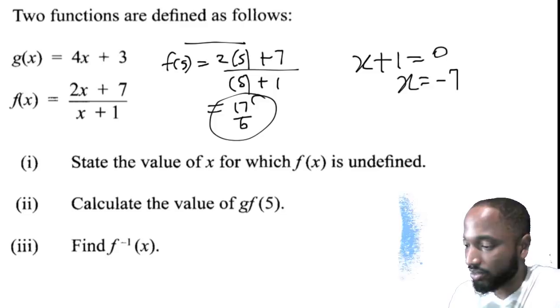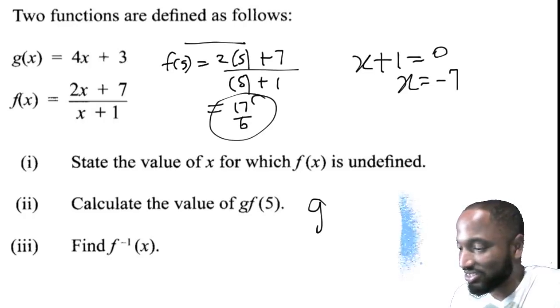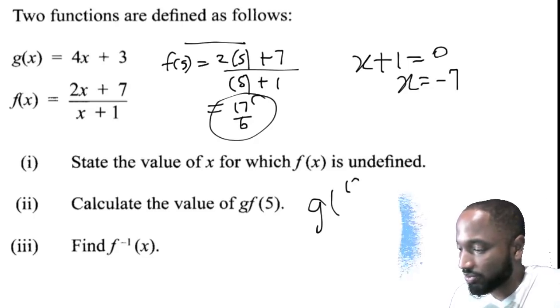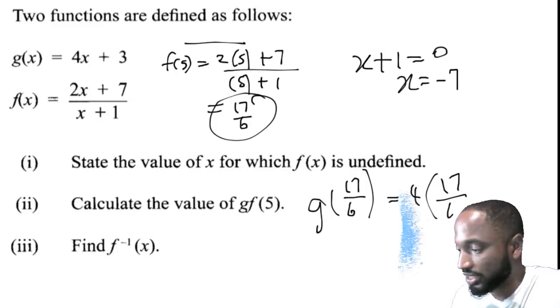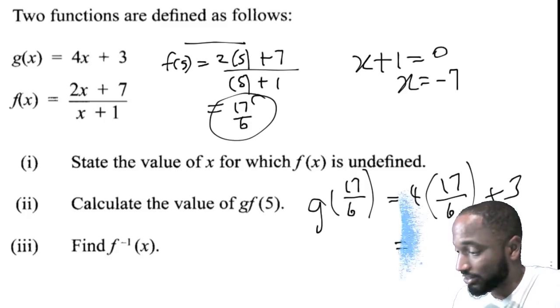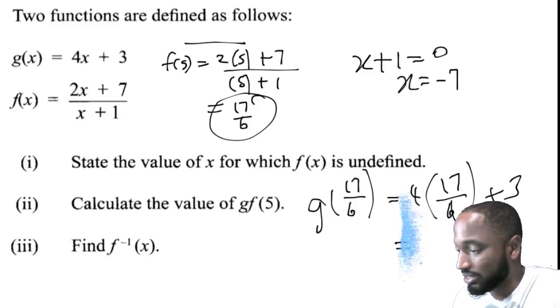See what we get. So g of 17 over 6 would be equal to 4 by 17 over 6 plus 3. So there could be a little cancelling taking place here.